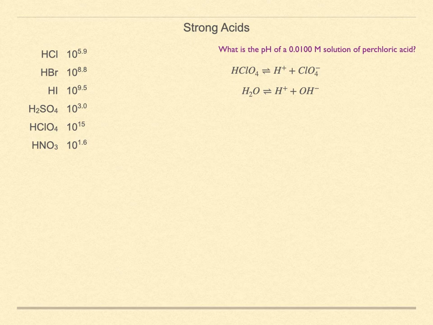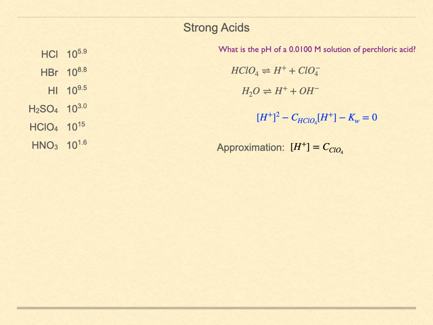The systematic approach to solving this equilibrium has us write down the mass and charge balance equations together with the water equilibrium, from which we arrive at a quadratic equation. But when solved for these conditions, the H plus concentration is virtually identical to the formal acid concentration. So a very good approximation for strong acids is that their hydrogen ion concentration equals the formal acid concentration.